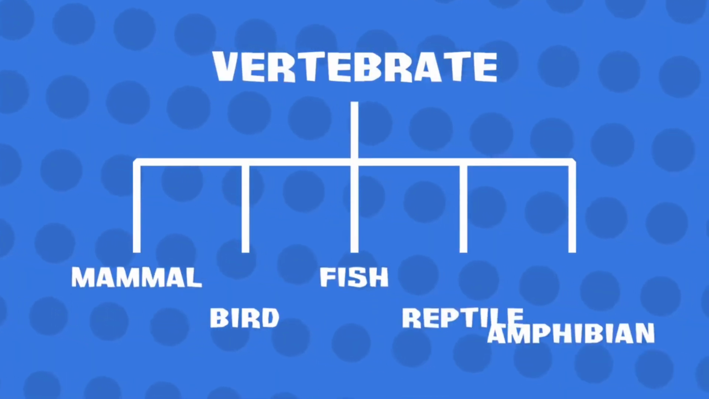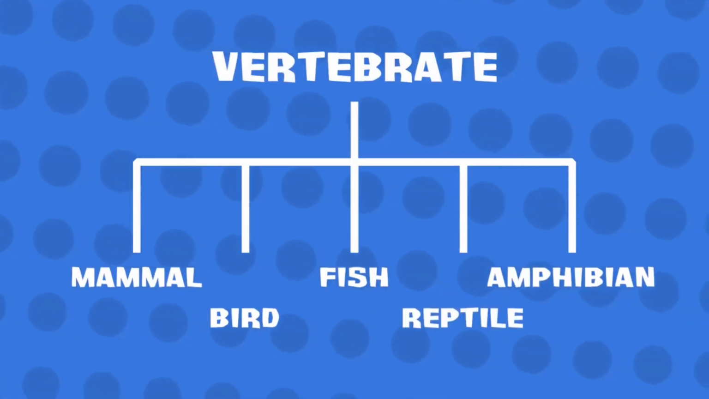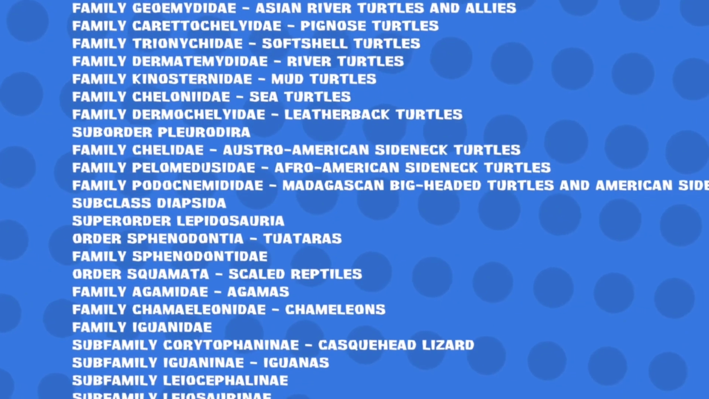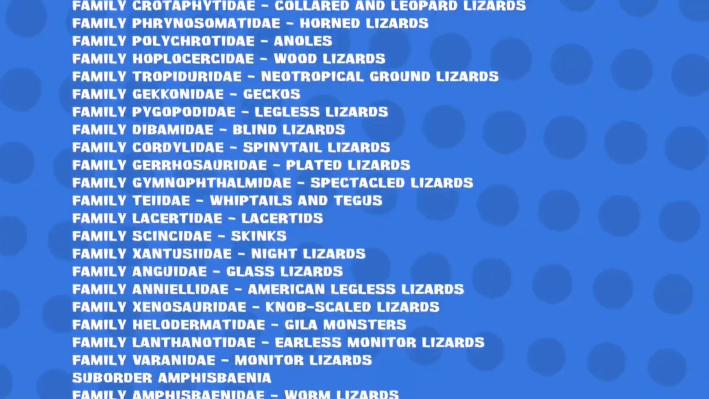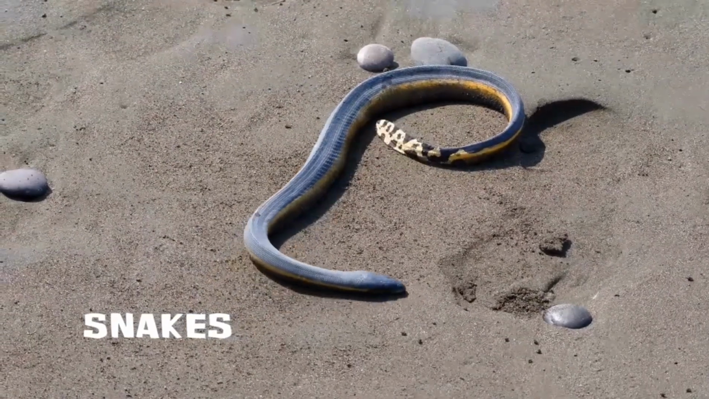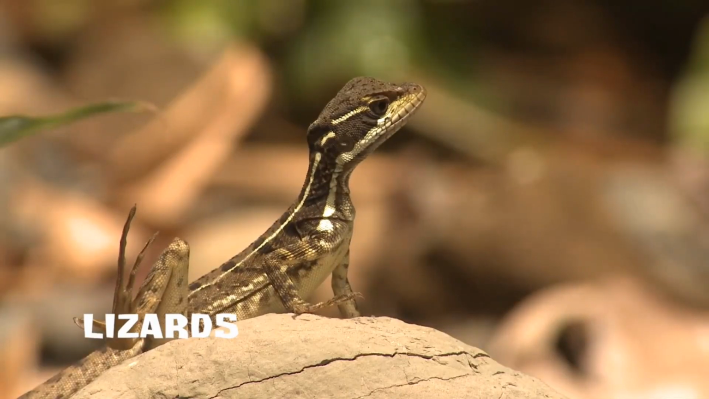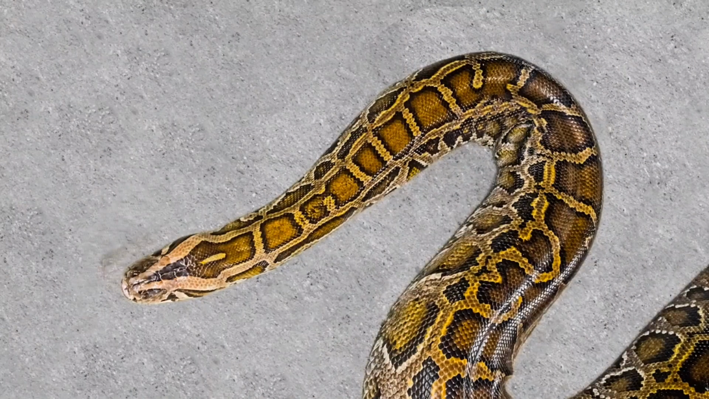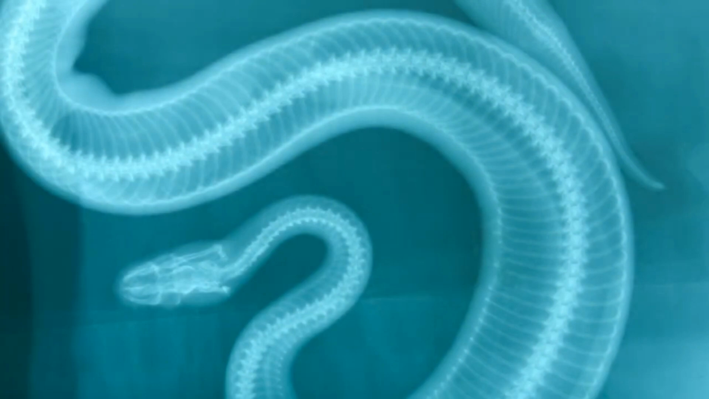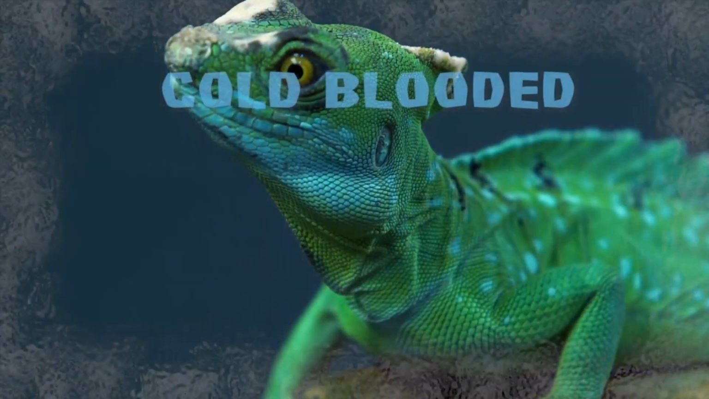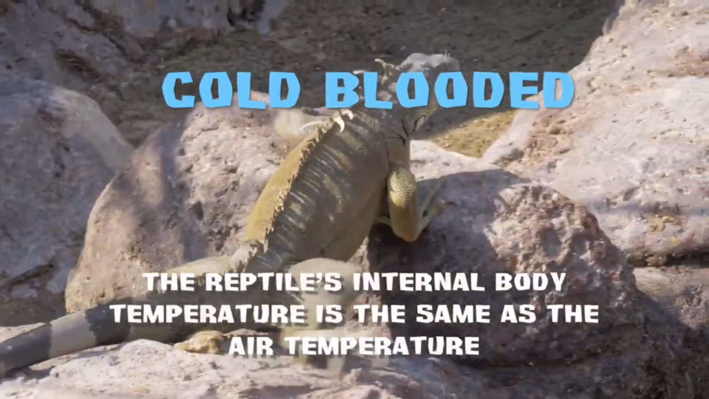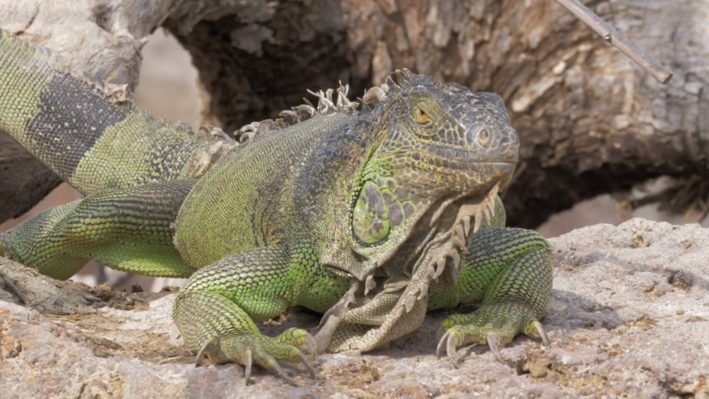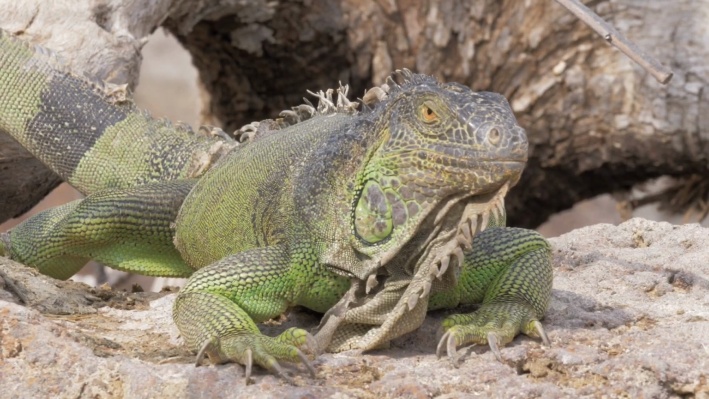There is a lot to learn about all 5 animal groups, but in this video, we're going to learn about reptiles. The reptile group is one of the largest animal groups on Earth. This group includes snakes, lizards, turtles, alligators, and more. All reptiles are vertebrates because they have backbones. Reptiles are also cold-blooded. That means that a reptile's internal body temperature is the same as the air temperature. Their body temperature changes depending on how hot or cold it is.